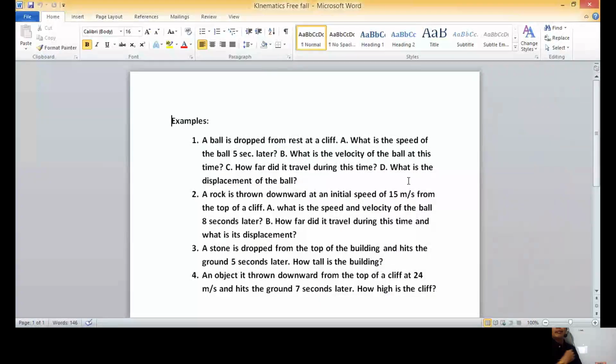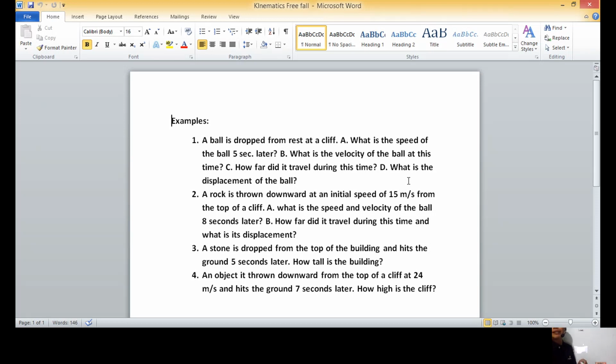Okay, problem number 3. A stone is dropped from the top of a building. So it's dropped, meaning it is from rest. It did not state that it is thrown with a velocity, so it's only dropped, like you just let it go, from the top of the building, and hits the ground 5 seconds later. So how tall is the building?